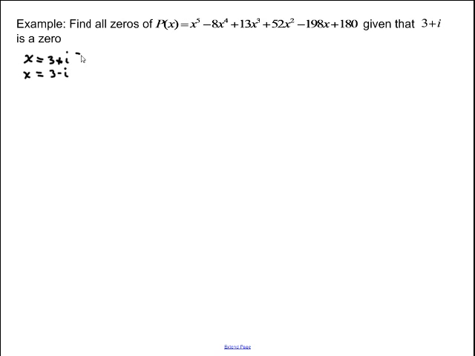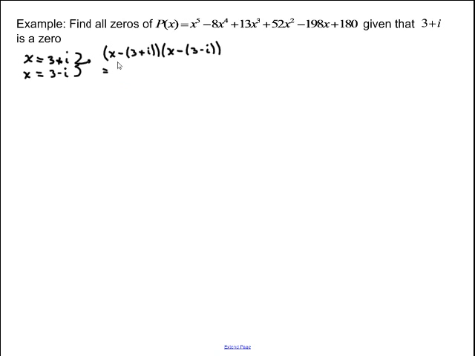So what I do is I take these two zeros and I rewrite them as factors. So in other words, x minus the quantity 3 plus i, and x minus the quantity 3 minus i. So now when I multiply these things together, I'm going to get a second degree polynomial that I can divide into this fifth degree polynomial and help me, hopefully, be able to find the rest of the zeros fairly easily, at least I hope.